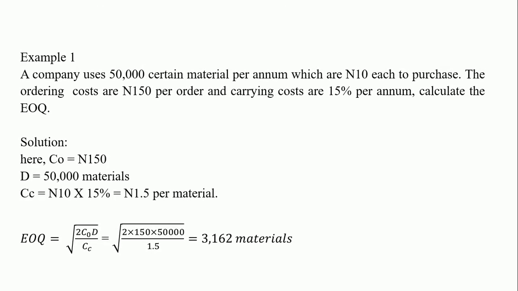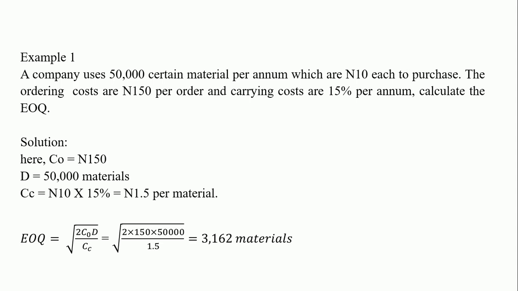A company uses 50,000 of a certain material per annum, which are 10 naira each to purchase. The ordering costs are 150 naira per order, and the carrying costs are 15% per annum. Calculate the EOQ. How do you do that? It's as simple as taking out the parameters and inputting them in the formula.